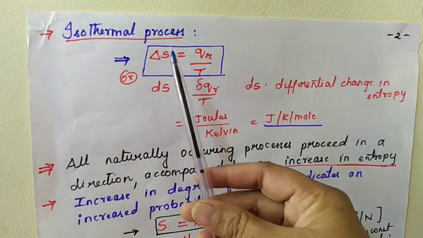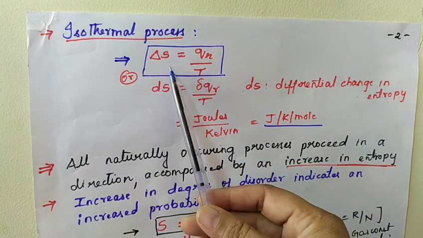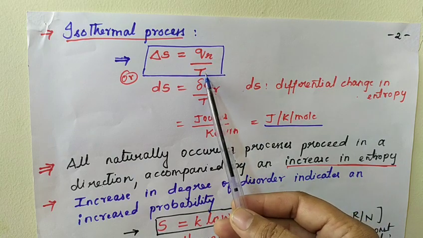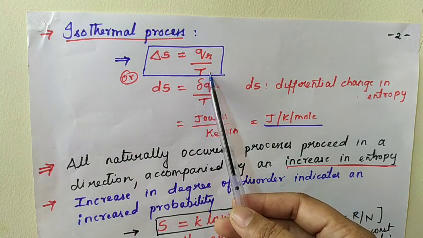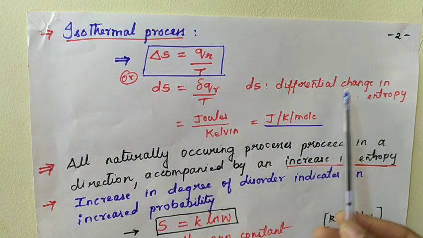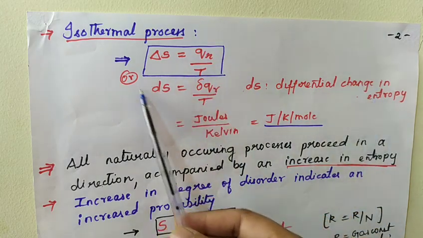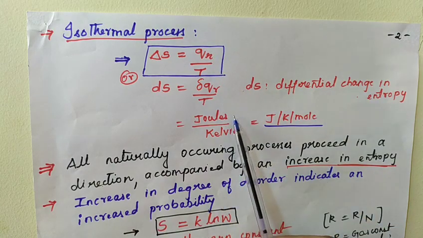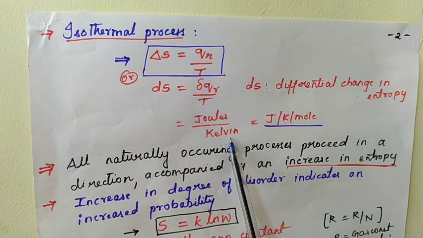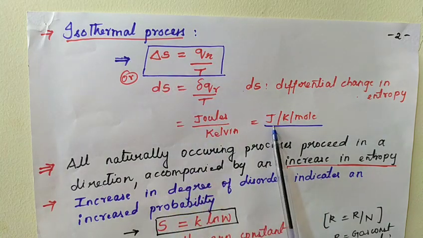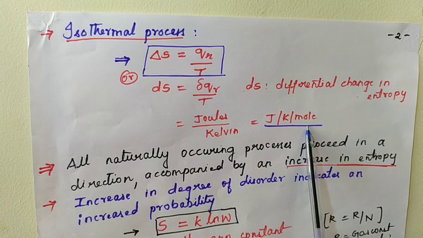Now, for an isothermal process, we write the expression: change in entropy is equal to Q subscript R divided by T, where T stands for absolute temperature and Q is the heat absorbed. For a differential change in entropy, we can write the expression like this. Since Q is measured in joules and temperature in Kelvin, the unit for delta S, the change in entropy, is joules per Kelvin per mole.